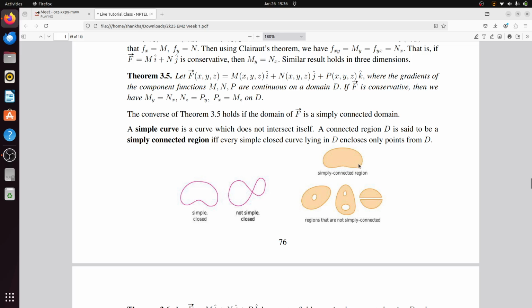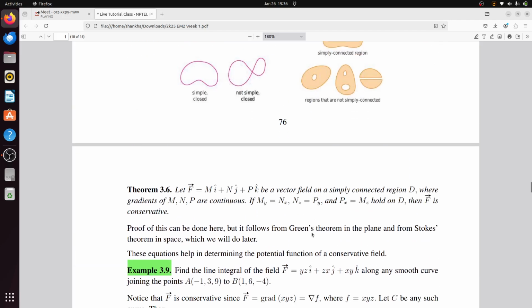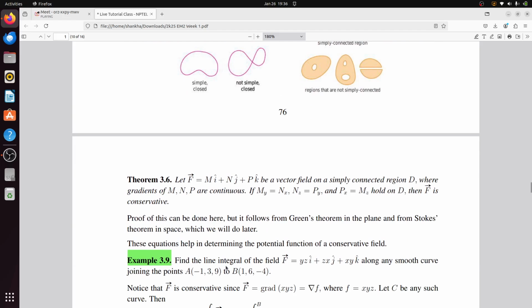Why is it a simply connected region? These things we will discuss again in the complex analysis part. Why is this simply connected? Because you take any 2 points, you draw the straight line, it will be inside it, right? But here that thing will not happen. They are not simply connected. Okay. Find the line integral of the field F equal to yz î plus zx ĵ plus xy k̂ along any smooth curve.